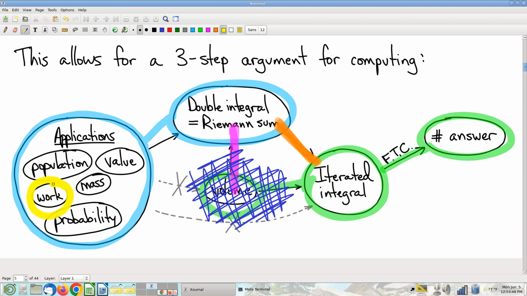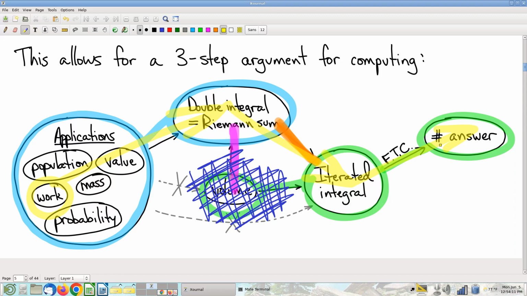the answer to some physics problem? Write it as a double integral. Recognize that double integral is an iterated integral, and then crank it out with the fundamental theorem. That's our roadmap. This is how we get problems solved in the area of two-dimensional integrals. Three-step process. Everybody with me?